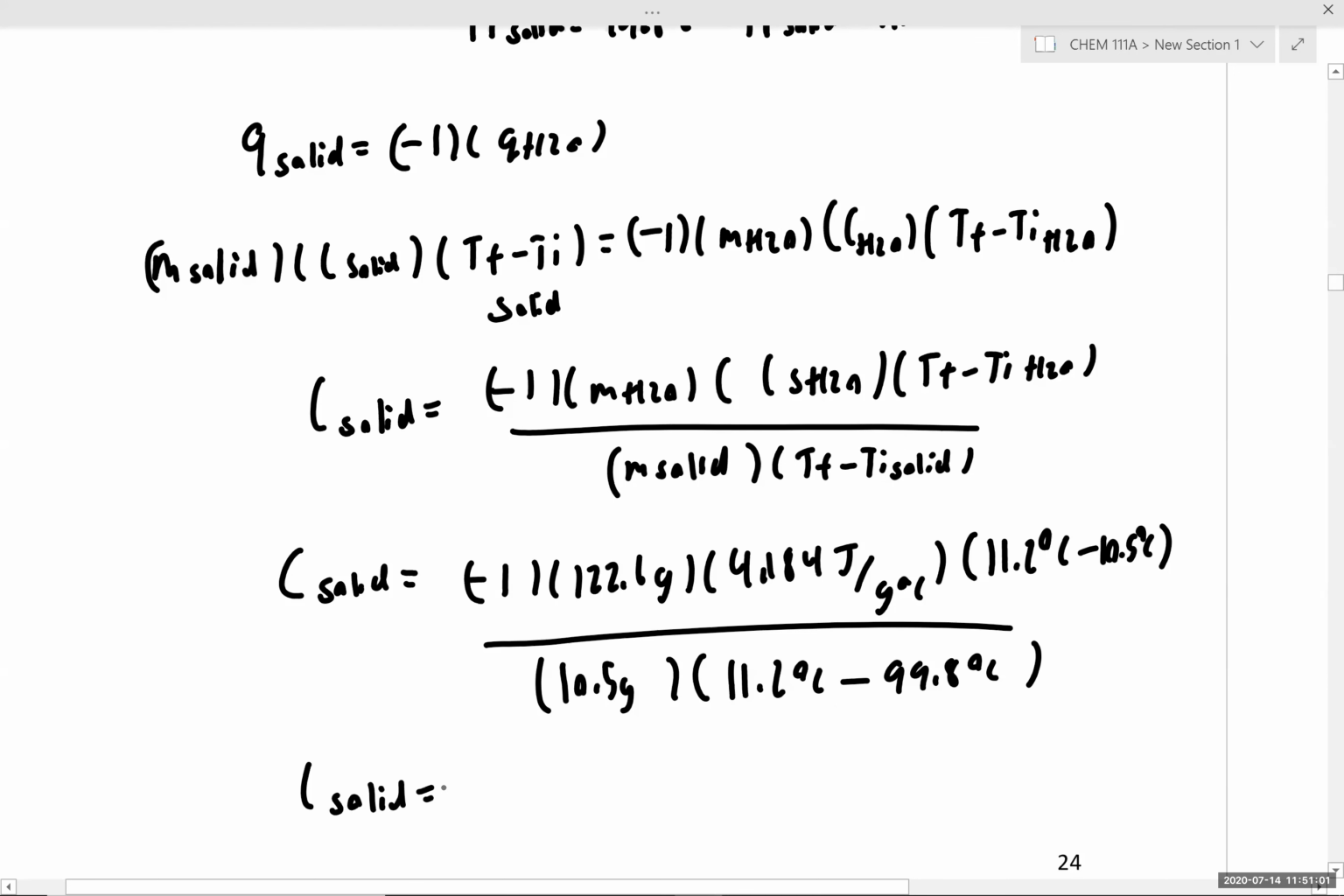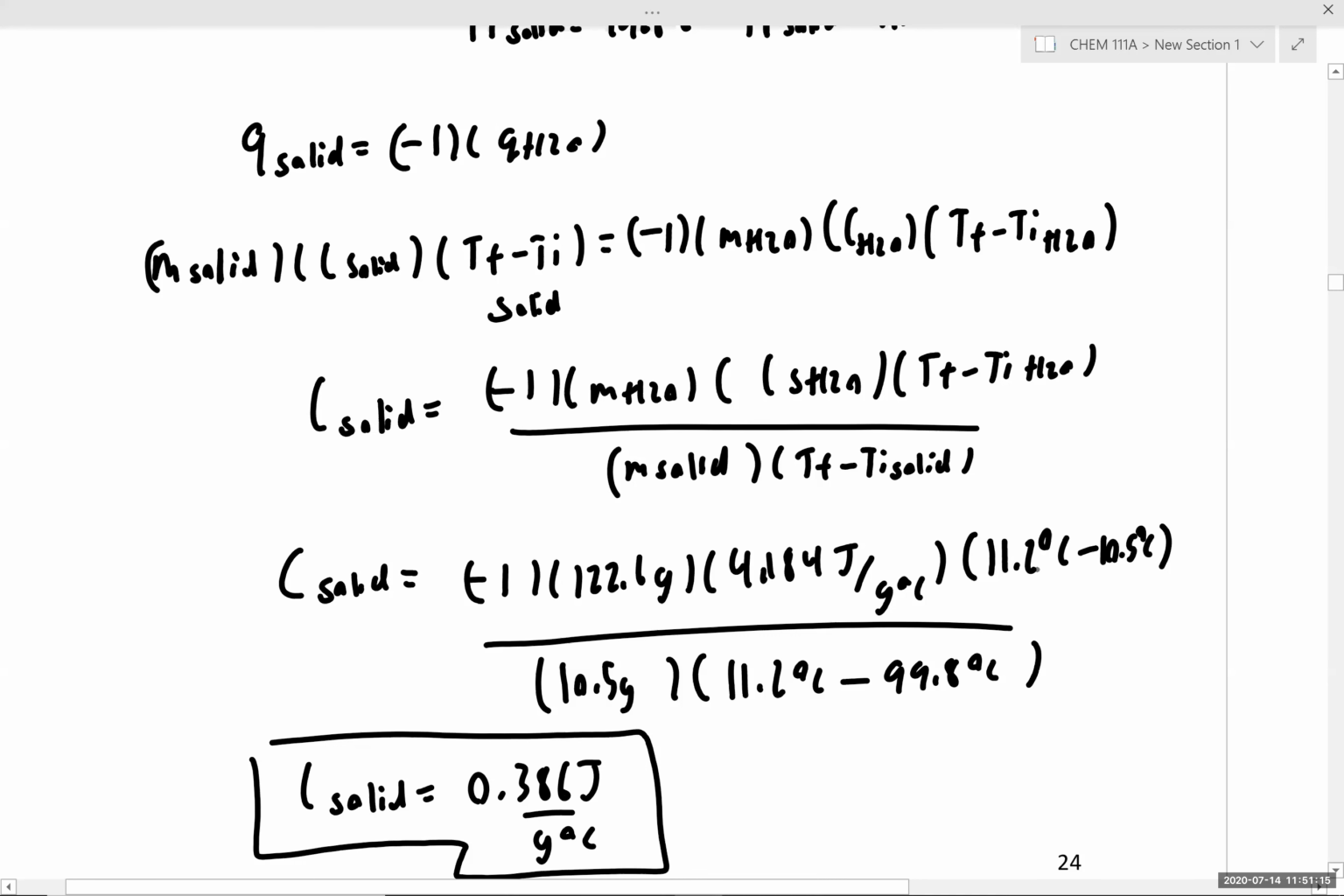Punching this into our calculator for the specific heat, we get 0.386 joule per gram degrees Celsius. And notice how if we enter everything properly into this equation, we get a positive number. Does that make sense to everyone?